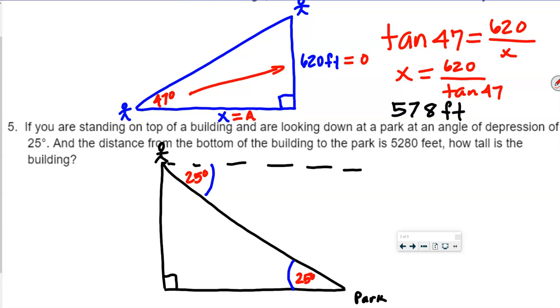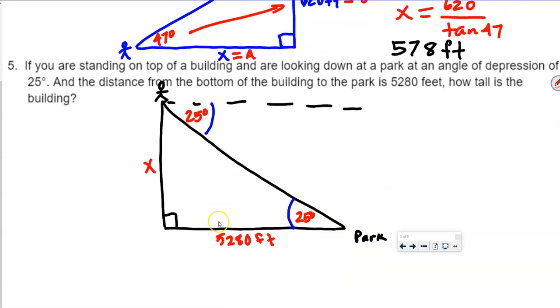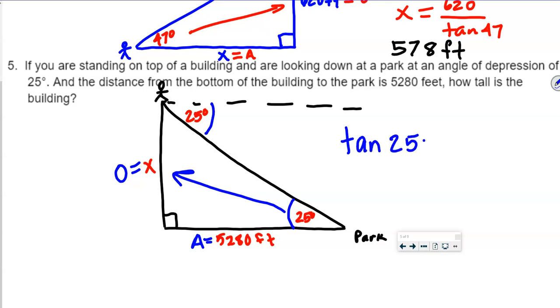Then it says that the distance from the bottom of the building to the park is 5,280 feet. That's a mile, y'all. And then it asks, how tall is the building? So once again, I'm trying to get y'all to do this. Label, what is the x? How does it relate to the 25? Isn't it opposite? And isn't the 5,280, it touches the angle, so it's the adjacent, okay? What ratio uses O and A? Tangent again, yes. So the tangent of our angle, 25, is equal to the opposite, which is our x, over our adjacent, which is 5,280.